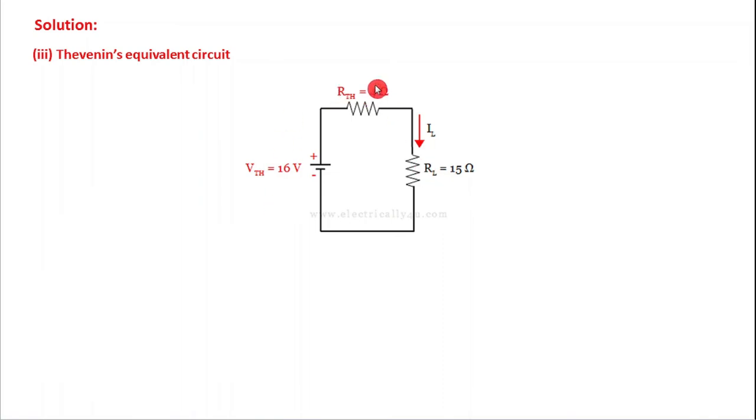We know all the values. So it is very easy to find out the value of the load current. Simply by applying Ohm's law, IL is equal to V by R. So V is nothing but the Thevenin's voltage and R is nothing but the total resistance, that is 4 plus 15. So Vthevenin by the total resistance, if you substitute, you will get the value of the total current 0.842 ampere.